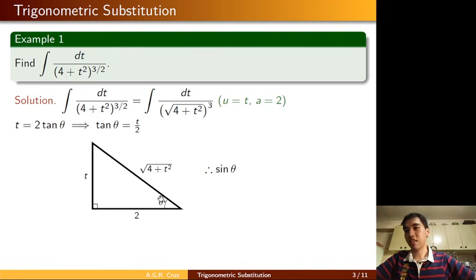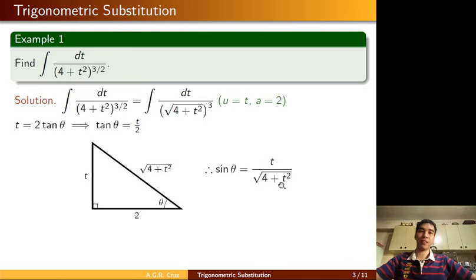So this is again your theta. What is the side opposite to theta? It's t. Tama ba? And then divided by the hypotenuse, it is the square root of 4 plus t squared. Okay? And then we're done, no? So we now have sine theta in terms of t.